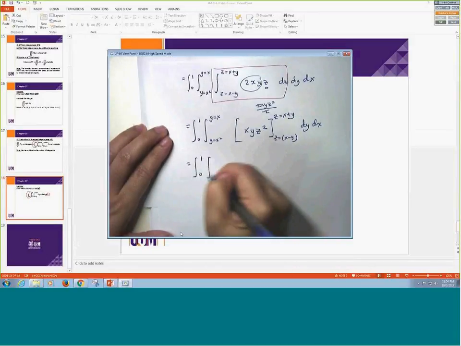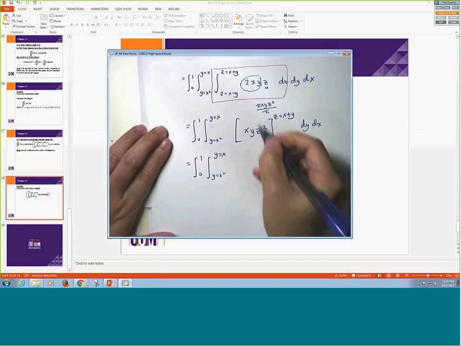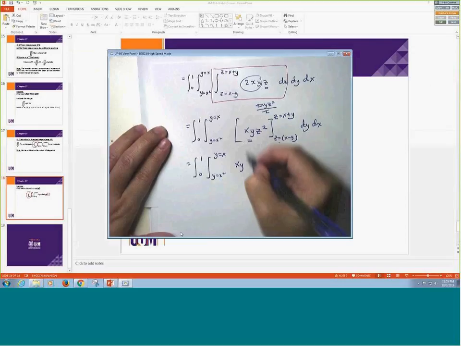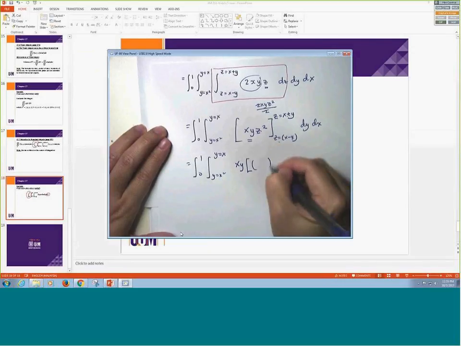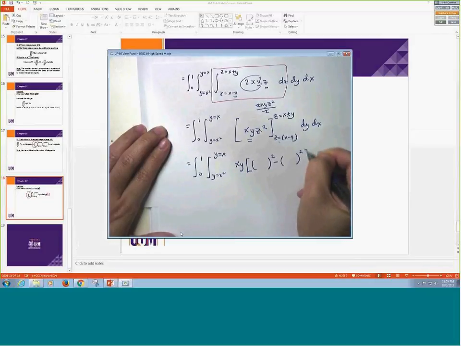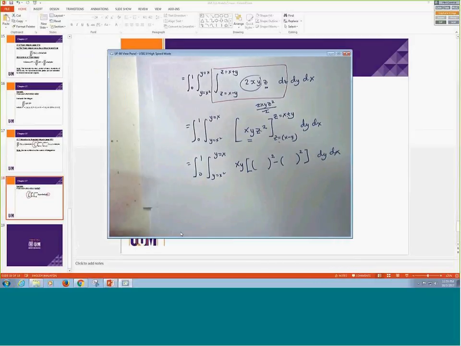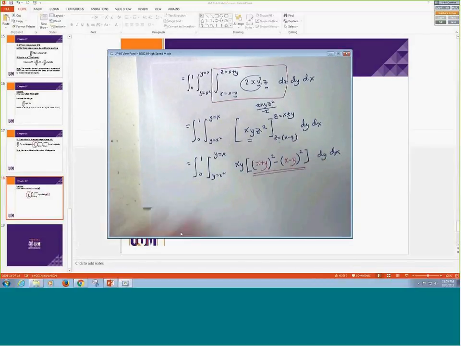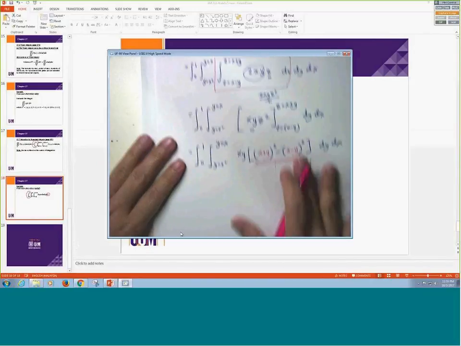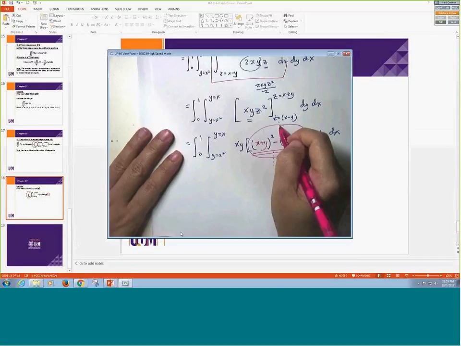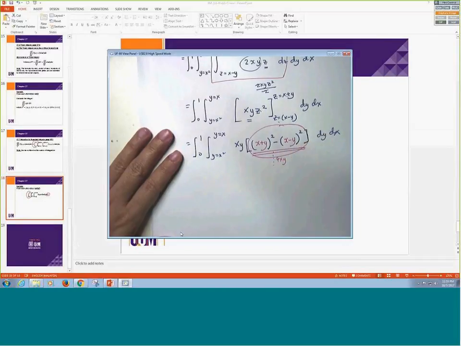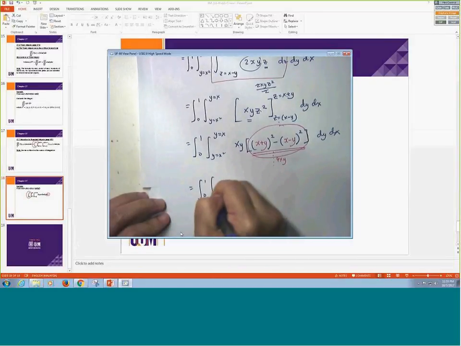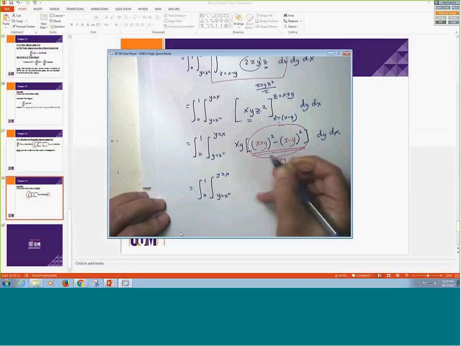xy is like a constant, because I substitute only for z. So xy, I will just substitute z, minus substitute another value of z here. So this is for z equals x plus y. This is for z equals x minus y. When you simplify, you will notice that this part you get 4xy. Then 4xy times xy. So we obtain 4x squared y squared dy dx.